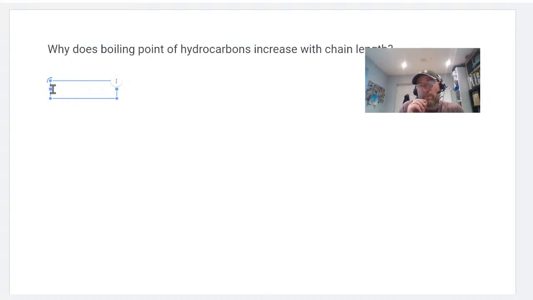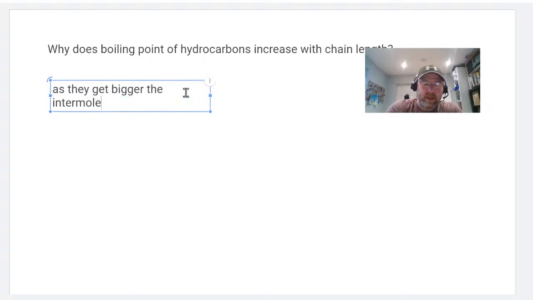Right, so it's not really bonds they're breaking. Believe it or not, hydrocarbons are basically simple molecules. So more energy is required, absolutely. And what are we breaking? As they get bigger, it's not bonds. Do you remember what it is with simple molecules?